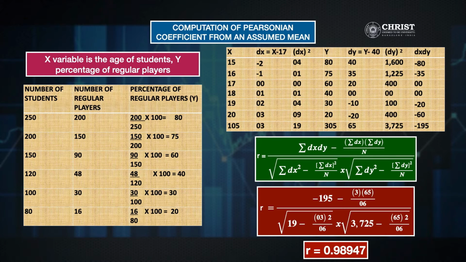So this is very high negative correlation. Values very close to minus 1. So very high negative correlation. It indicates that variables are moving in the opposite direction. That means there is no relationship between age and playing habits of students. So this is what I want to explain with this module. Thank you.